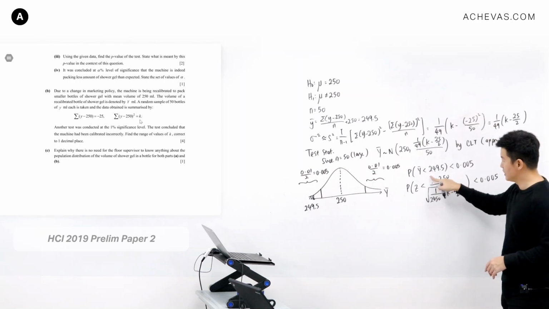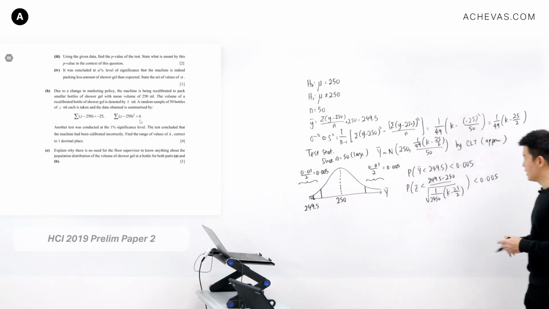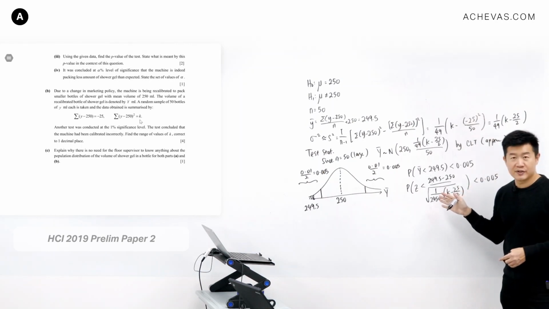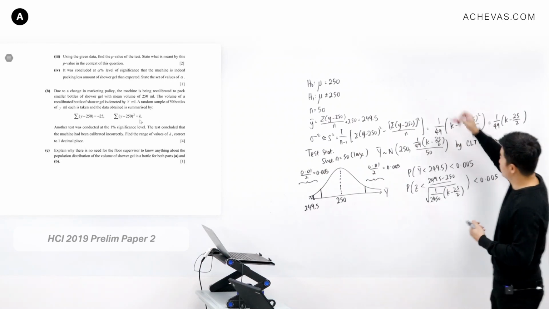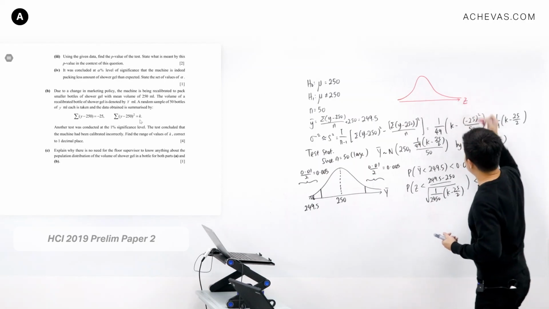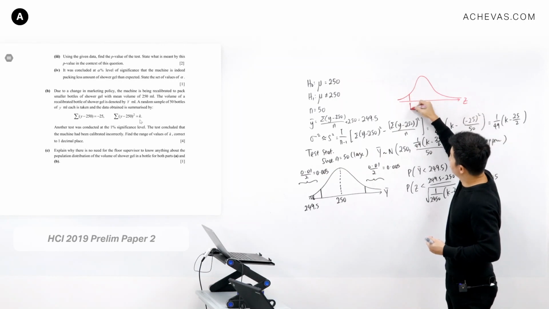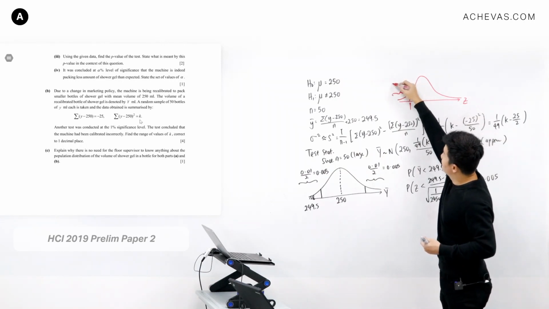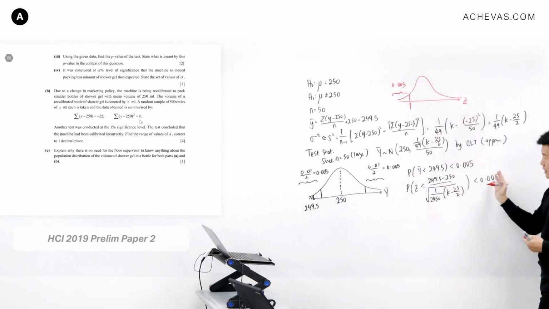Sorry, this is 249.5 minus 250. And now I can press into my calculator for inverse norm. When I press into my calculator for inverse norm, again, I'm doing that visualization thing. I'm going to draw it here. So I am working on Z, and I know that to the left-hand side of a particular number, this area here is going to be 0.05. Okay, the area that is on the left is equal to 0.05.